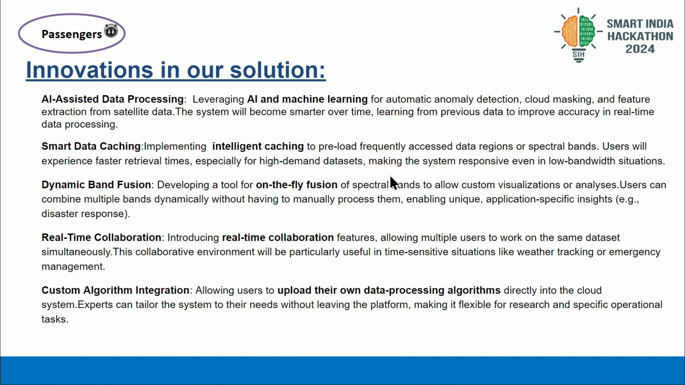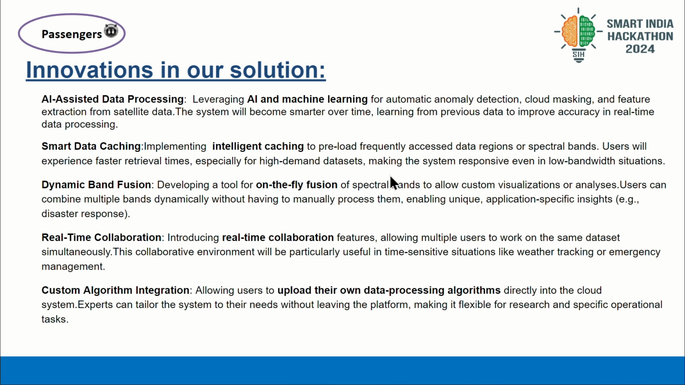Now, what is the innovation in our solution? First, we will be providing AI-assisted data processing. We will be leveraging AI and machine learning for automatic anomaly detection, cloud masking, and feature extraction from satellite data. We will also give smart data caching, implementing intelligent caching to preload frequently accessed data regions or spectral bands. Users will experience faster retrieval times, and we will also use dynamic band fusion.